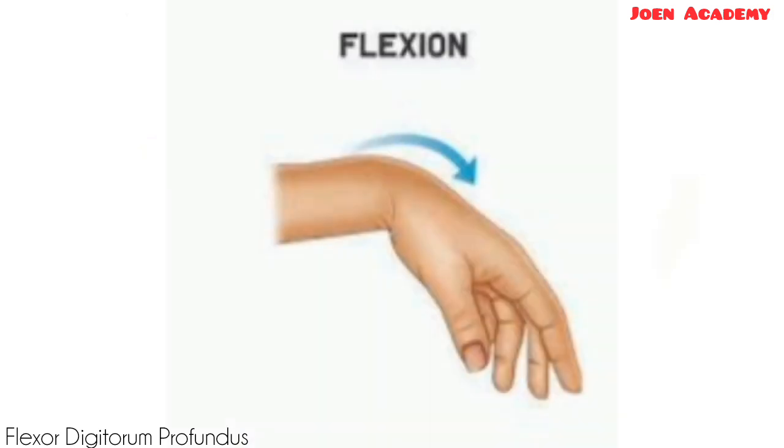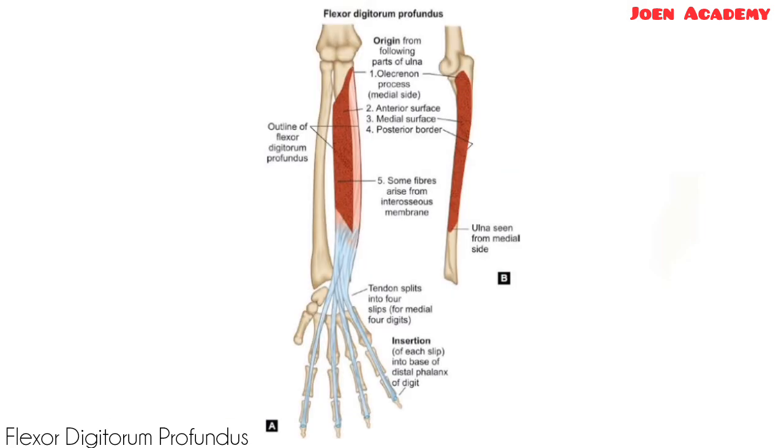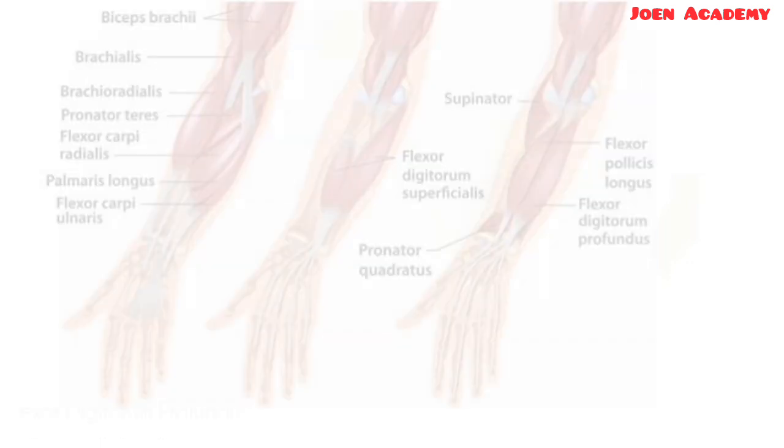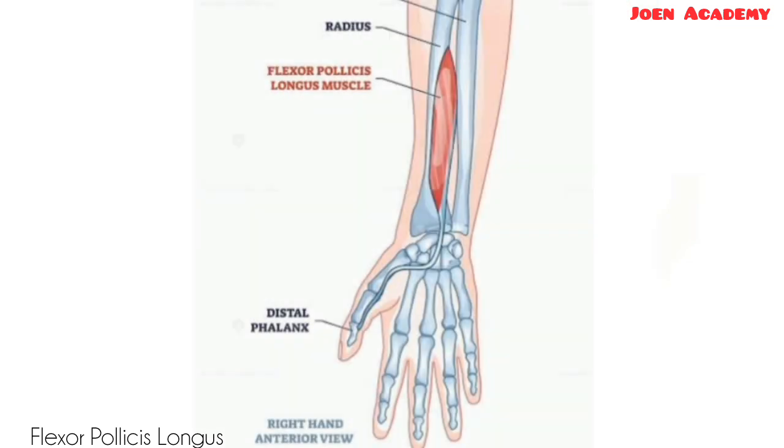The nerve supply of this muscle is from two sources. The medial half of the muscle, which acts on the little and ring fingers, is innervated by the ulnar nerve. The lateral half, which acts on the middle and index fingers, is innervated by the anterior interosseous branch of the median nerve. The flexor pollicis longus lies laterally to the flexor digitorum profundus. It originates from the anterior surface of the radius and surrounding interosseous membrane and attaches to the base of the distal phalanx of the thumb.